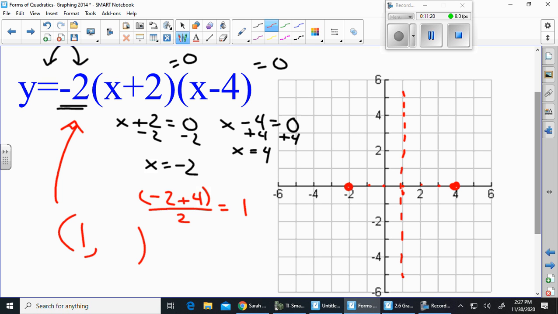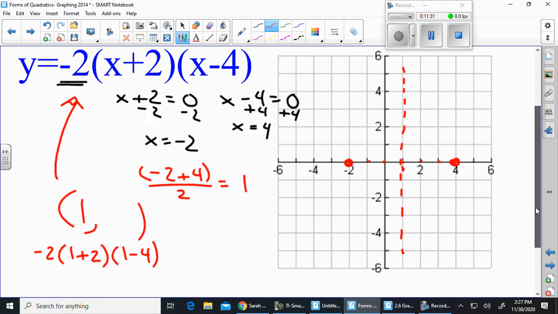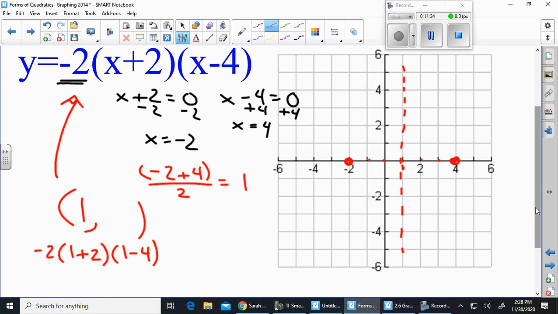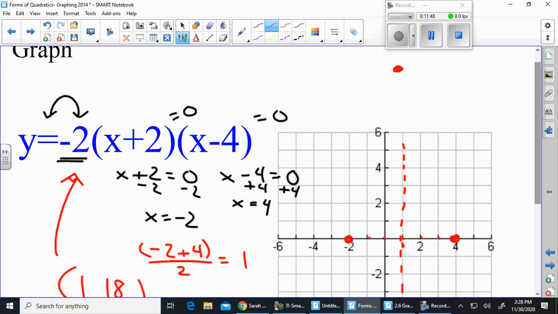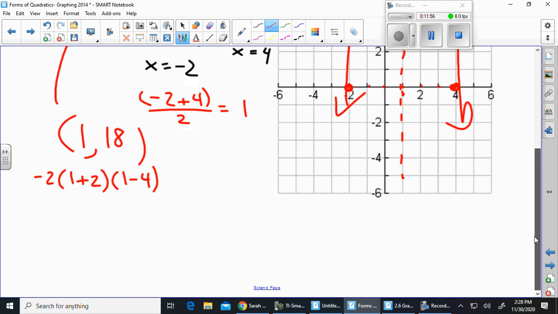Now, you're plugging it in and doing negative 2 times 1 plus 2 times 1 minus 4. So just how you see it, plug it in a calculator, and it's strange, but it does give you 18. And I know that's off the picture, but you would have a point way up here, and that's enough for you to draw an upside down parabola. So that is intercept form.